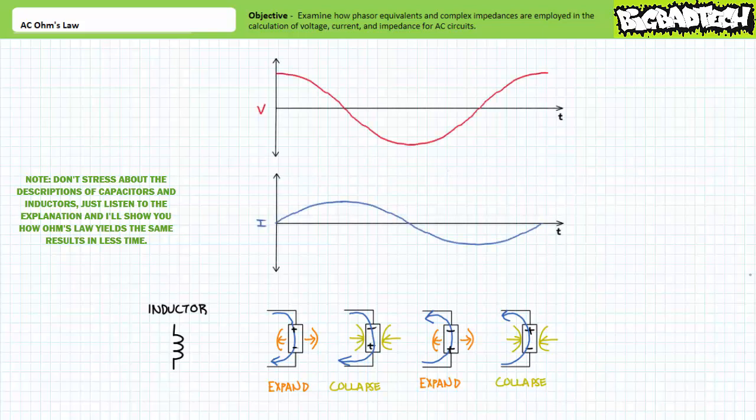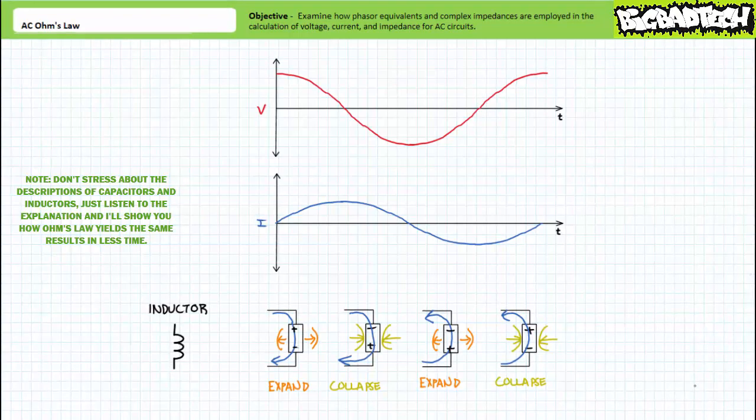Given the cyclical expansion and collapse process, it can be said that voltage leads current by 90 degrees for an inductor. However, I prefer phrasing this using a different perspective. Saying voltage across an inductor leads current through it by 90 degrees is equivalent to current lagging voltage by 90 degrees. I'll come back to rephrase this observation in a moment.